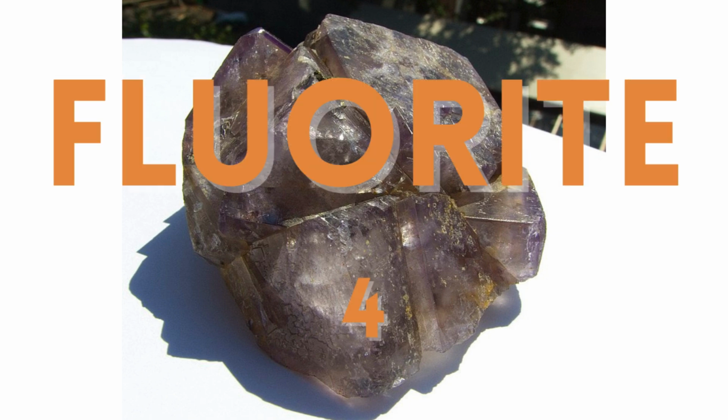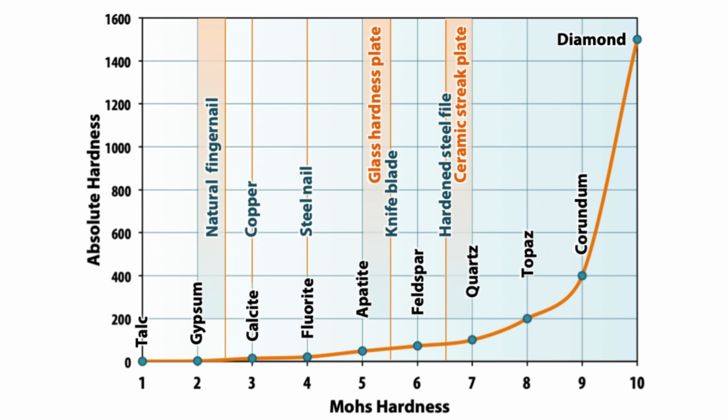Fluorite is numbered 4 in the Mohs scale. Besides having a large spectrum of possible colors in which it can occur naturally, it has uses in cooking utensils, camera lenses and high-performing telescopes.